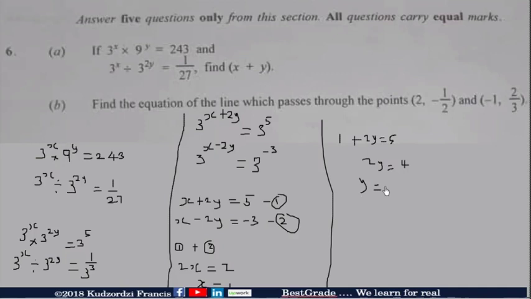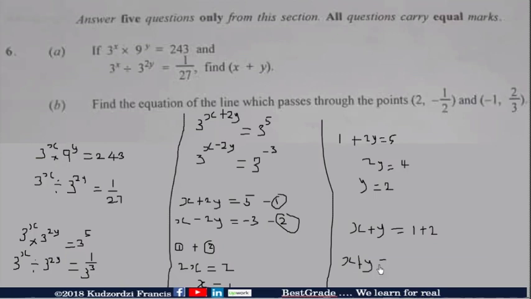So x plus y is what we are looking for, and this will give us 1 plus 2. Therefore, x plus y is equal to 3.